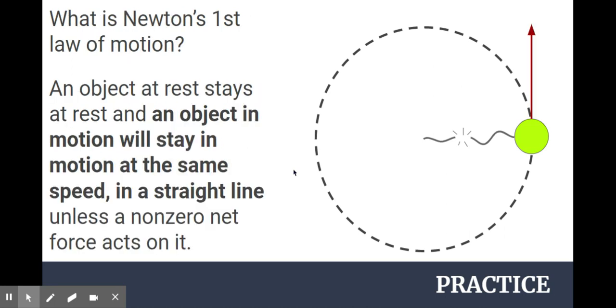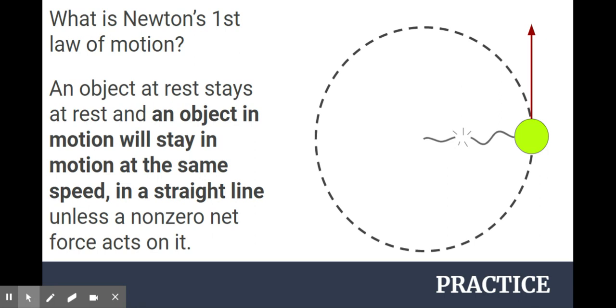Well, let's remember Newton's first law. An object at rest stays at rest. An object in motion stays in motion in a straight line at the same speed unless there's a non-zero net force acting on it, okay? So once this string snaps, there's nothing else. That string was the only thing that was making it go in a circle, all right?